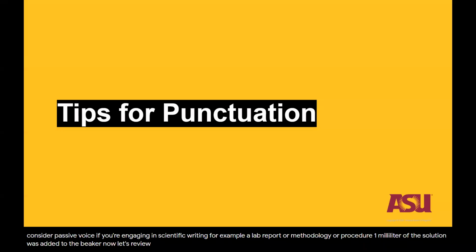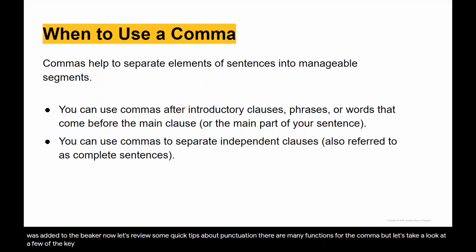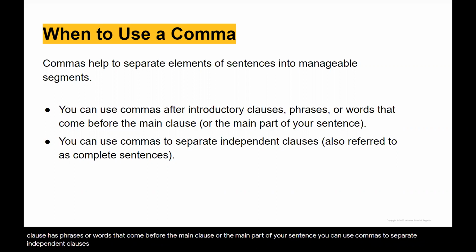Now, let's review some quick tips about punctuation. There are many functions for the comma, but let's take a look at a few of the key uses. Commas help to separate elements of sentences into manageable segments. You can use commas after introductory clauses, phrases, or words that come before the main clause or the main part of your sentence. You can use commas to separate independent clauses, also referred to as complete sentences.